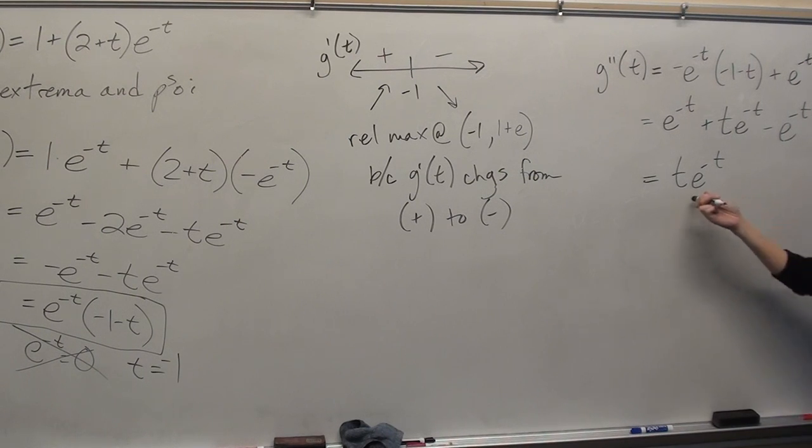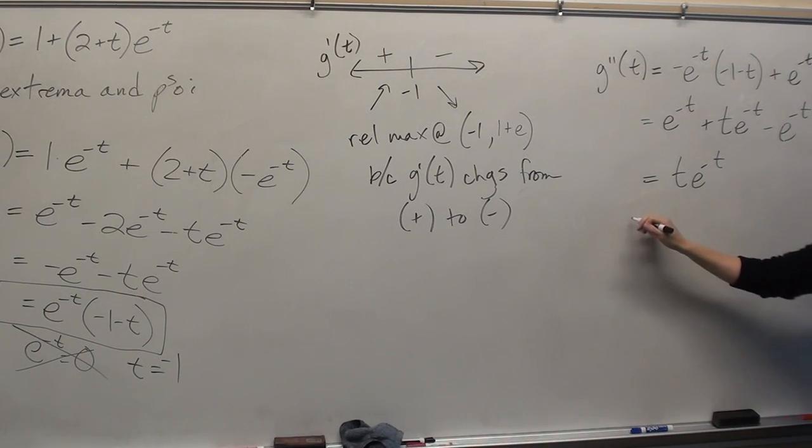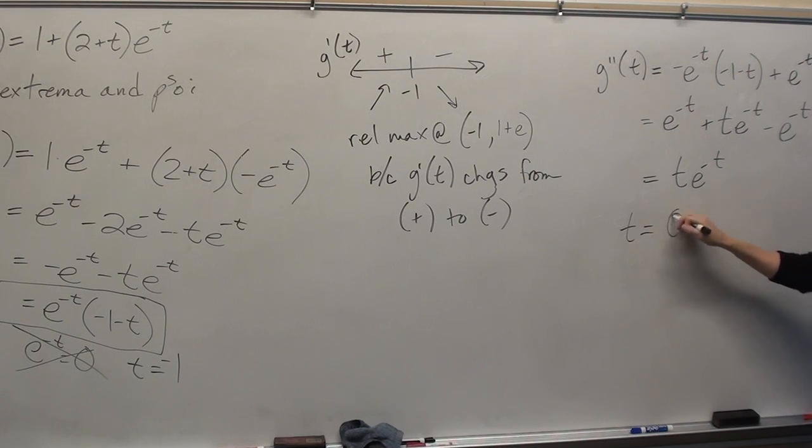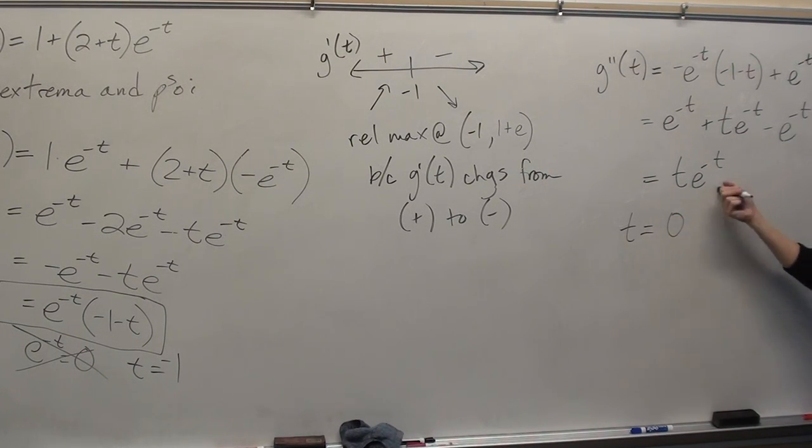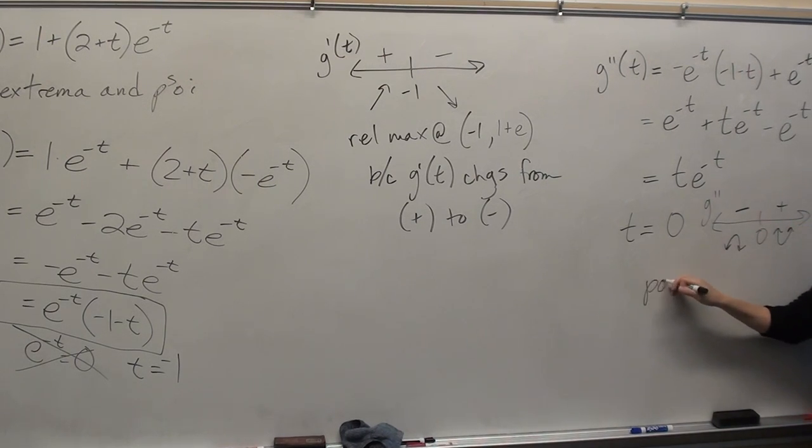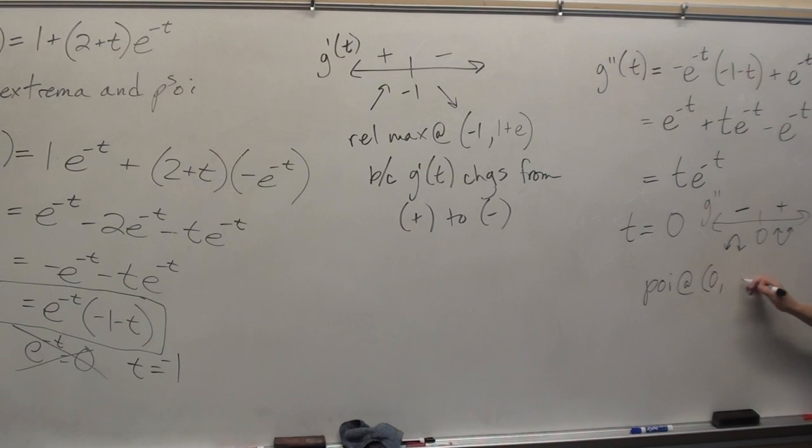So now we need the zeros of this, so we either get t equals 0, or e to the negative t equals 0. When does e to the negative t equal 0? Never. So our only critical number is 0. If I plug in negative 10, this function as a whole is what? Negative, right? Because the t would be negative and e to any power is always positive. If I plug in positive 10, positive. So we are concave down, concave up, and we have a point of inflection at 0 comma something y.